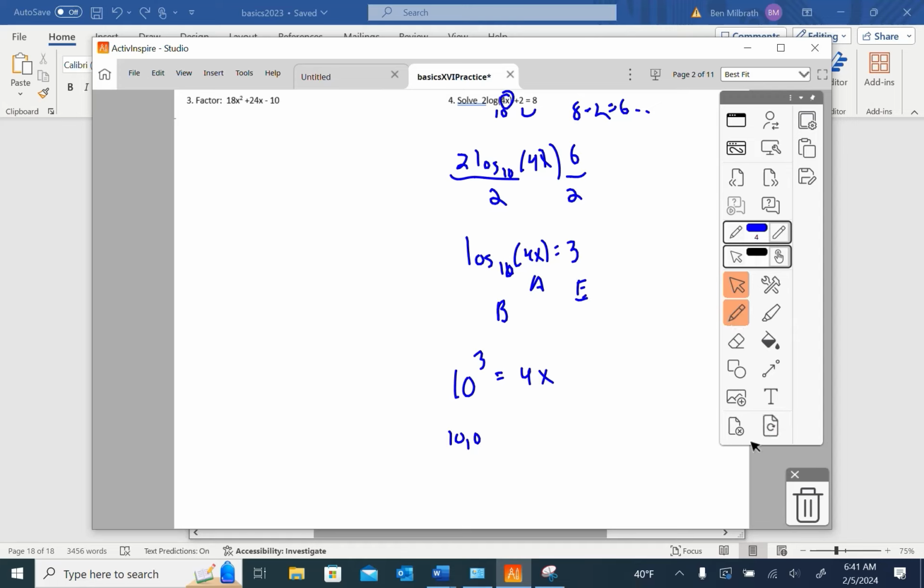Here's that undo button. I don't see it. 10 cubed is 10 times 10 times 10, for those of you who don't know. 1,000 is 4x, so I divide by 4, and x is going to be 250. Ta-da! Not that hard. It's really not.